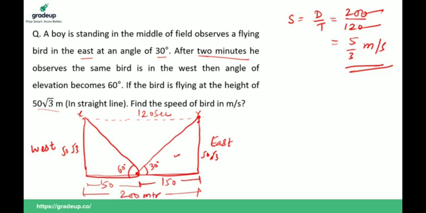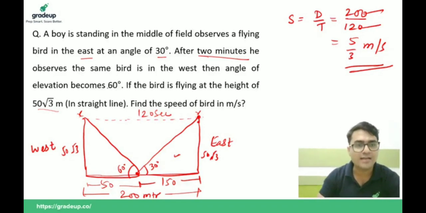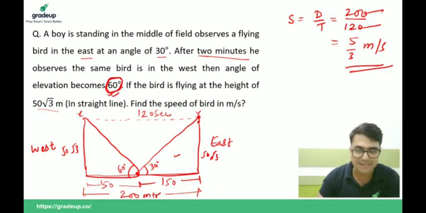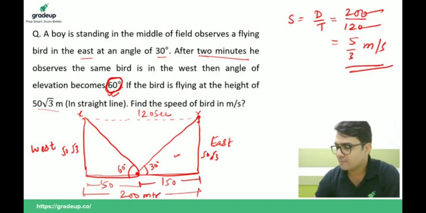Okay, Sai Krishna, don't worry. In this question, it is given that if he is observing the bird in the west, the angle of elevation is 60 degrees. So this is 60 degrees. Nothing new in this.